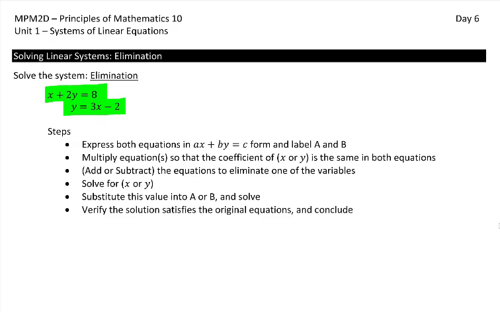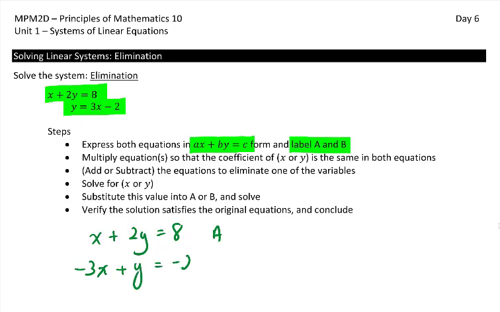The first step in elimination is to express both equations in the form ax plus by equals c and then label them A and B. So let's start there. We have x plus 2y equals 8. That is already in the correct form, so I'm going to call that equation A. If you look at the second equation, y equals 3x minus 2, the 3x is on the right side, so let's bring it to the left side. So I get negative 3x, because I subtract 3x from both sides, plus y equals negative 2, and that is equation B.